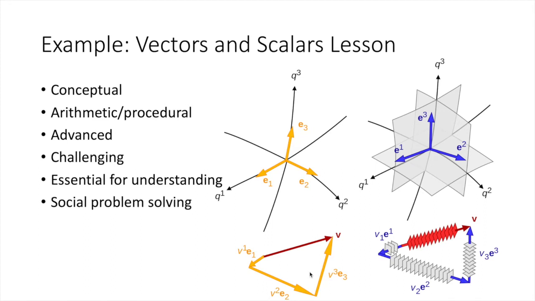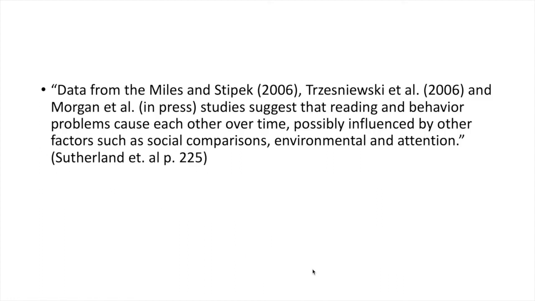Throughout this whole process, students are socializing in novel ways, so they're interacting with their peers and working through problems in real time, trying to figure things out. It's worth noting that the data show, and the study suggests, that reading and behavior problems cause each other over time, and they're possibly influenced by factors like students comparing themselves to someone else. They can be environmental, how they're being brought up, and attention.